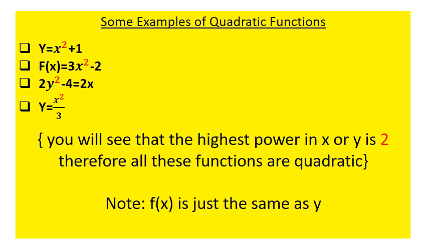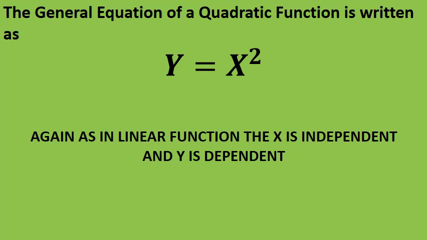You will see that the highest power, as highlighted in red, in x or y is 2. Therefore, all these functions are quadratic. Note, f(x) is just the same as y. The general equation of a quadratic function is written as y = x squared. Again, as in linear function in the last episode, the x is independent and the y is dependent.